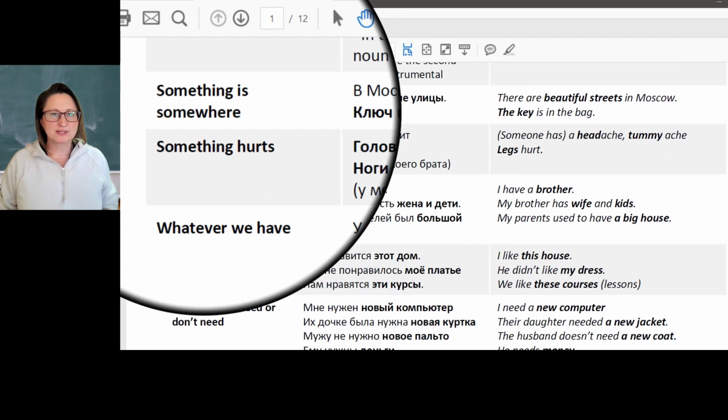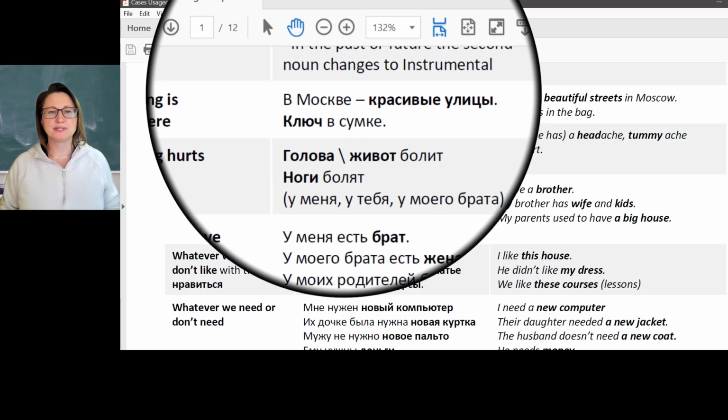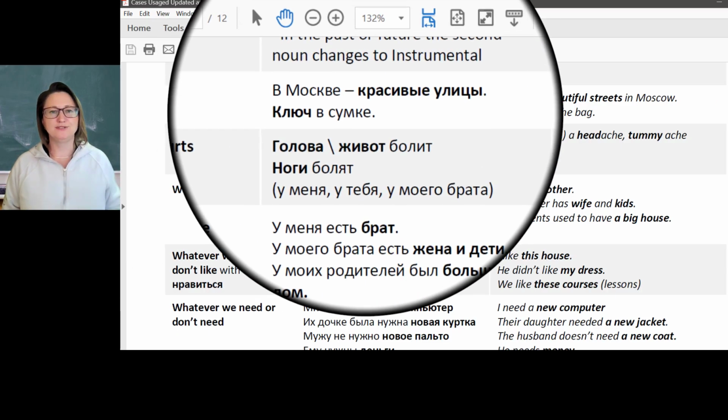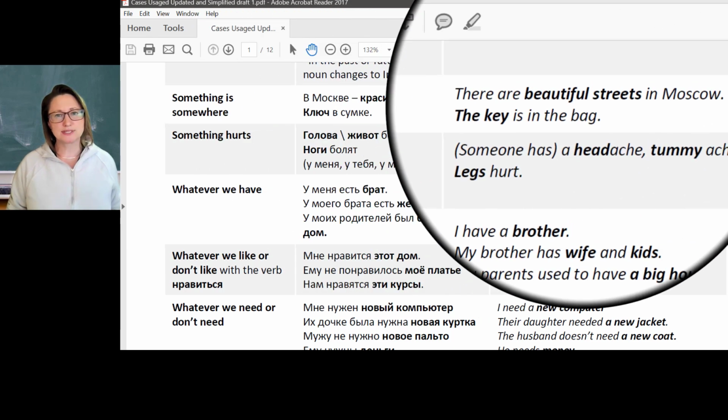Then the next context is already familiar to you. It's something is somewhere. And we had several examples in our basic context chart. But here we have examples. В Москве красивые улицы. Ключ в сумке. There are beautiful streets in Moscow and the key is in the bag. Whatever is somewhere is going to be the nominative case and the subject of a sentence.